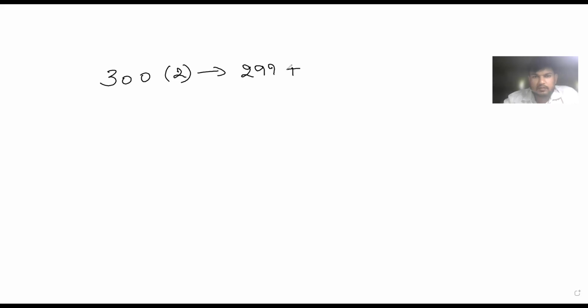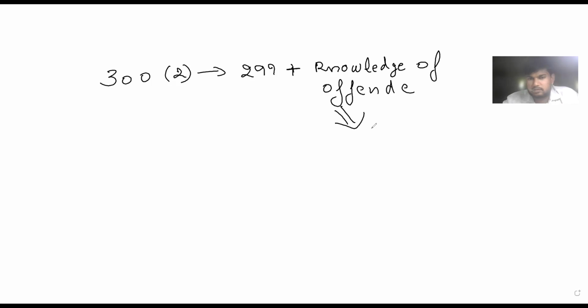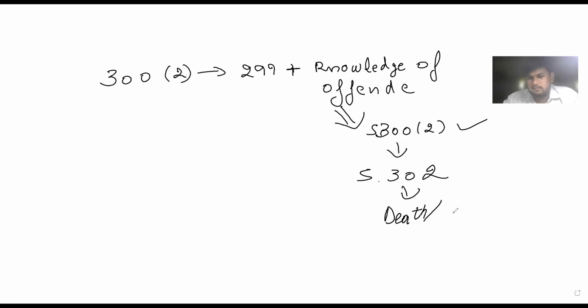Section 299 plus knowledge of the offender. When the requirements of section 302 are proved, there is culpability under section 302, which are death, or imprisonment for life plus fine. Okay, imprisonment for life plus fine.